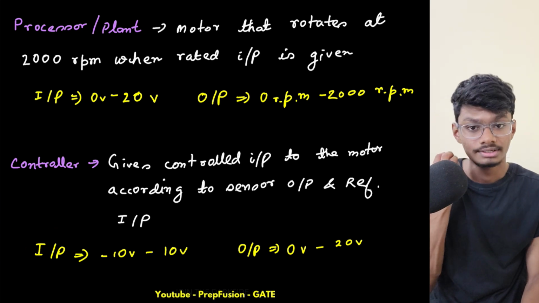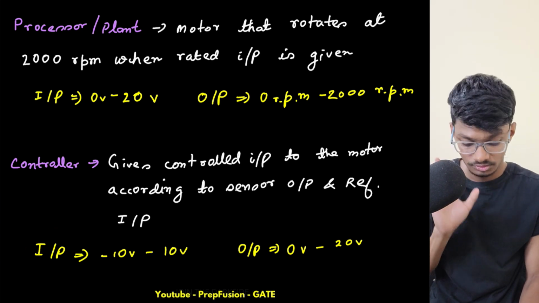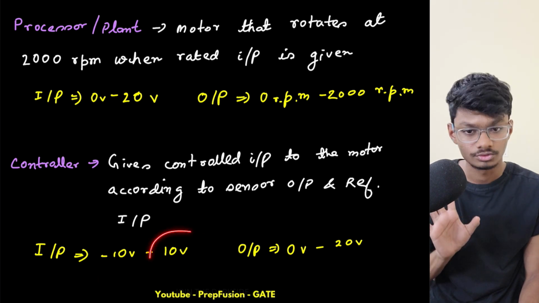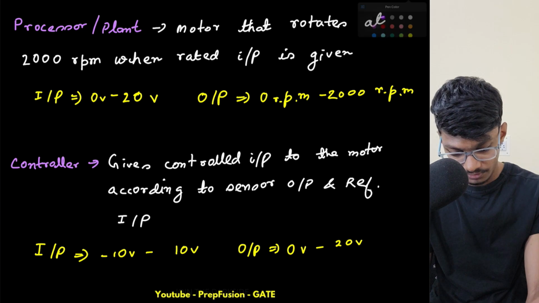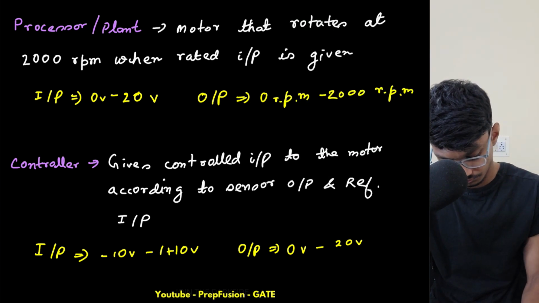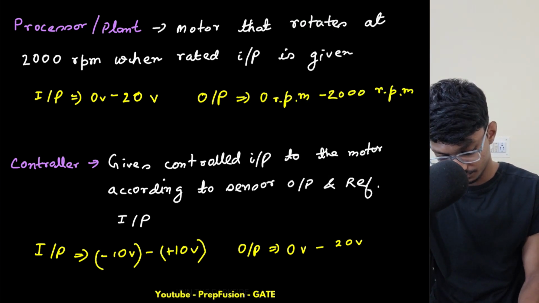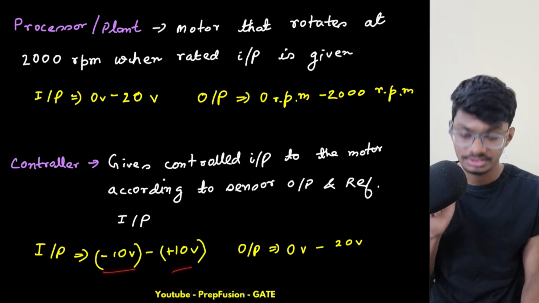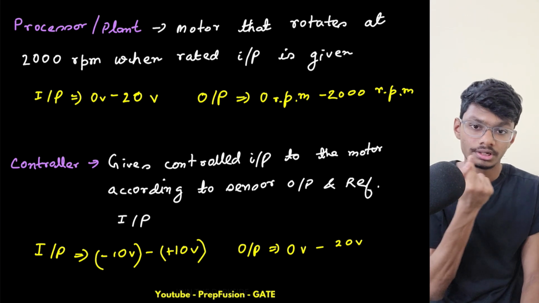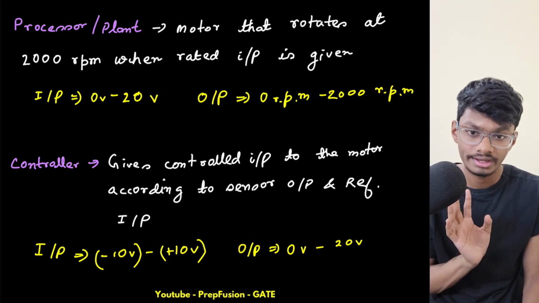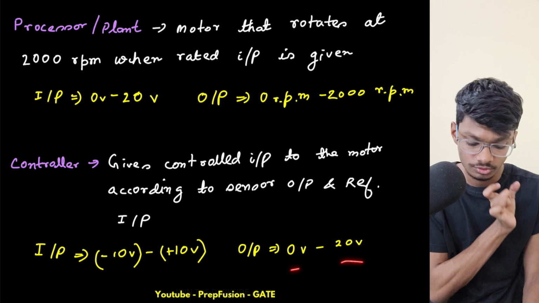Now what is the working range of the controller? The working range of the controller is minus 10 volts to plus 10 volts. This is the working input range of the controller. You can give it minus 10 to plus 10. And what output can I get? I can get output as 0 volts to 20 volts.